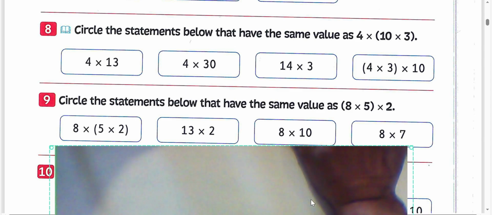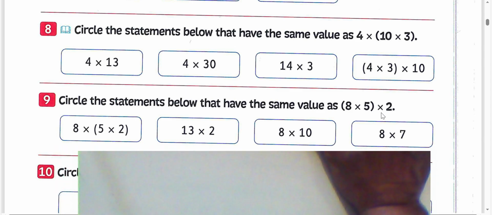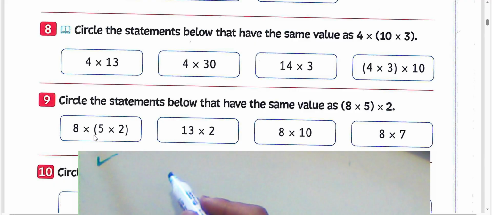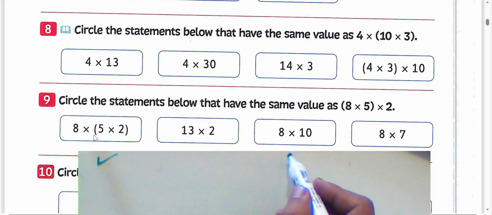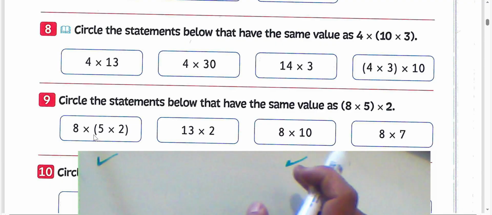Circle the statement in blue. 8 times 5 times 2 times 5 is 40. You can choose the first one. 2 times 5 is 10. 10 times 8. 8 times 10.